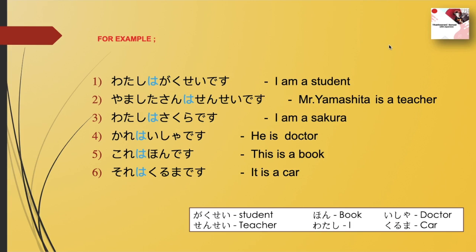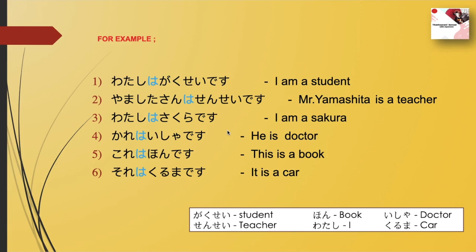Okay, the third example is I'm Sakura. In this case, Sakura is a name. Then we have watashi for the I'm. This is the subject. To represent that we have wa here, and then the Sakura. Okay, and the desu.